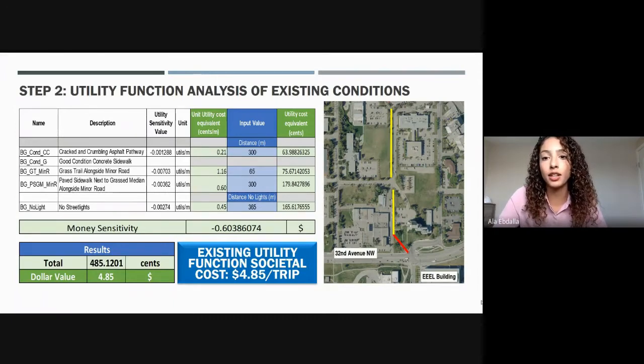These values were then converted into a dollar value using the money sensitivity value. A higher dollar value means a higher cost to the pedestrian. So as seen in the existing conditions of this pathway, it results in a utility function societal cost of $4.85 per trip, and our goal is to actually reduce this high cost.